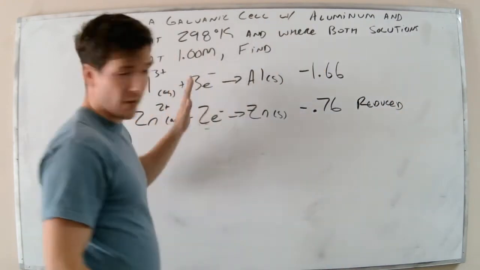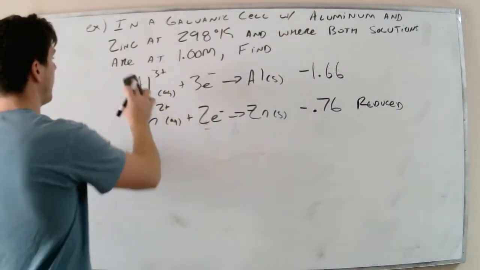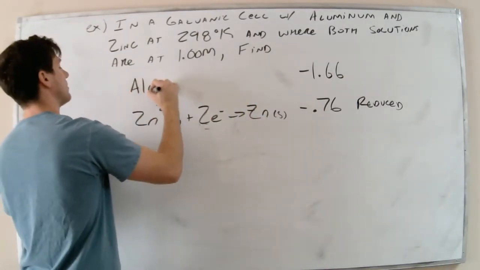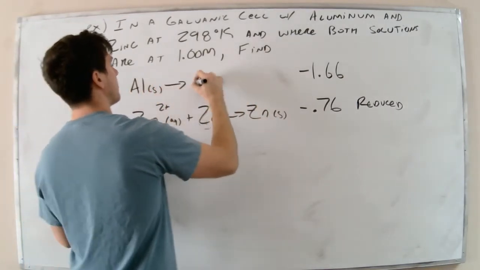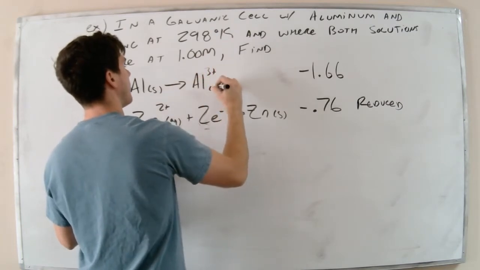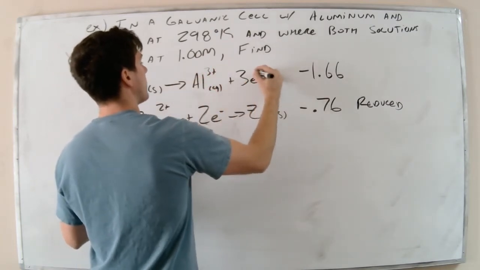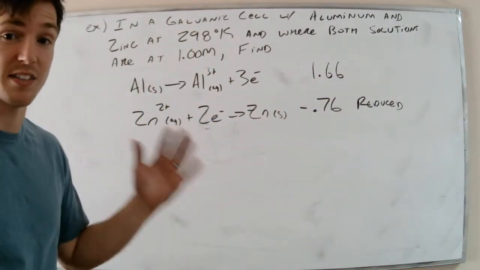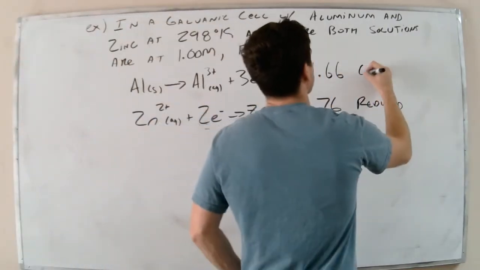And then let's flip this top one so that we know it's now oxidized. Aluminum solid is going to become Al3+ aqueous and 3 electrons. And remember, now that we flipped it, it is no longer negative. It is now positive. So now this one is oxidized.